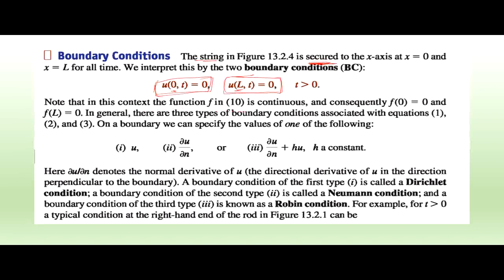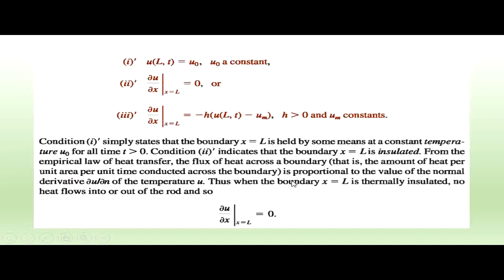In general, there are 3 types of boundary conditions. First condition we call u of x comma t. When x is equal to L, you are at the right end, isn't it? So temperature at the right end is mu 0, kept as a constant. Mu 0 is a constant.